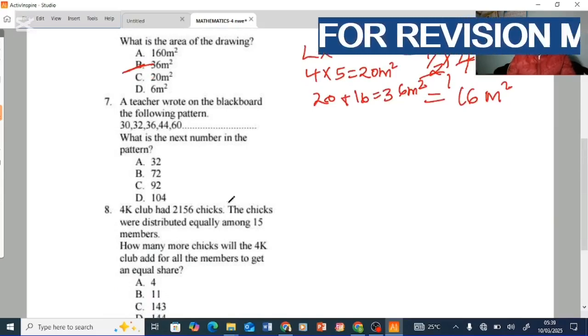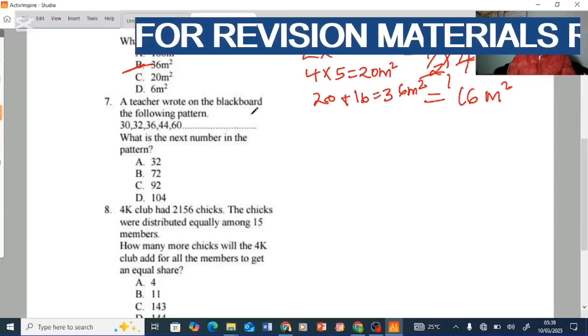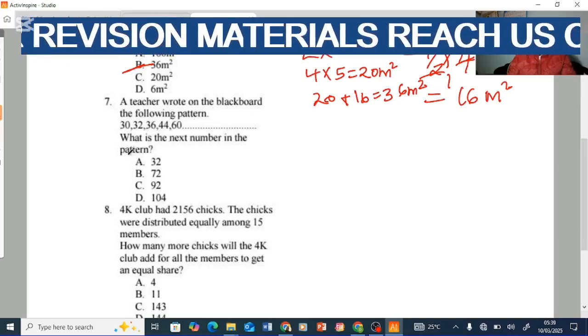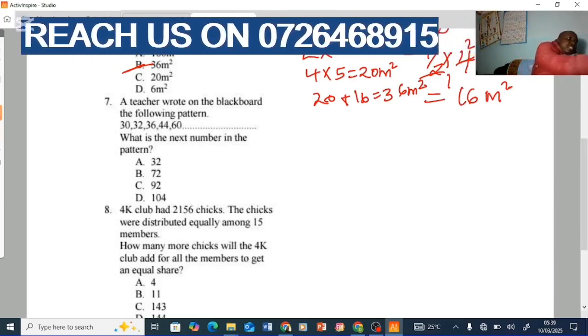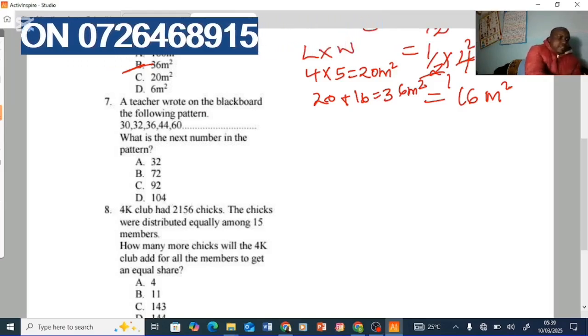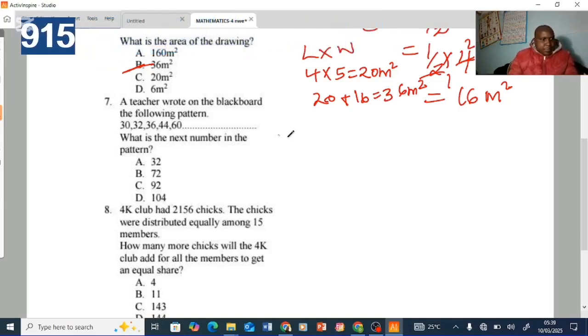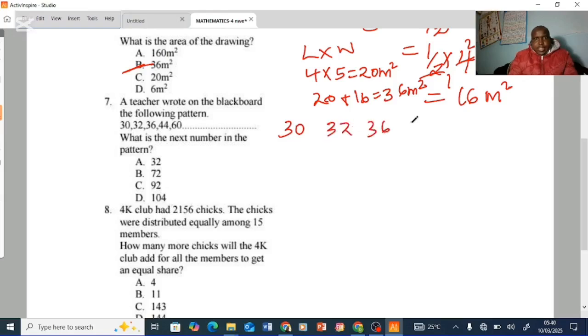The teacher wrote on the blackboard the following pattern. What is the next number? The pattern. What is the next number? So we start with 30, 32, 36, 44, 60, and the next number. So let's get the number between here and then we will be able to see what was happening.